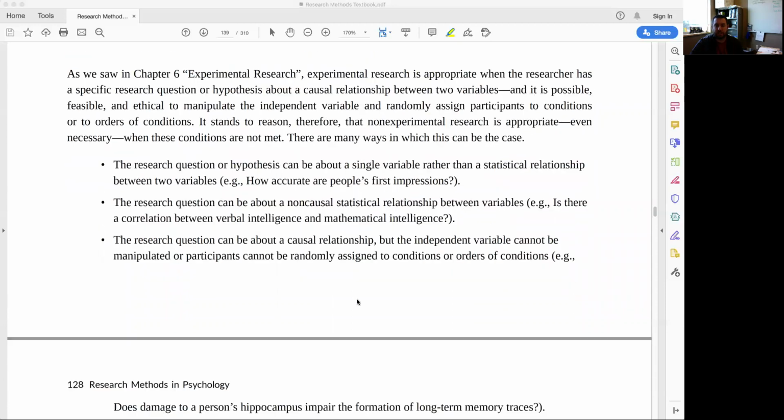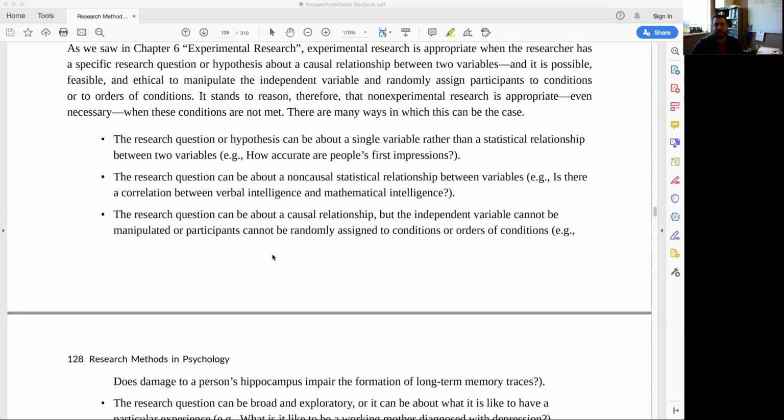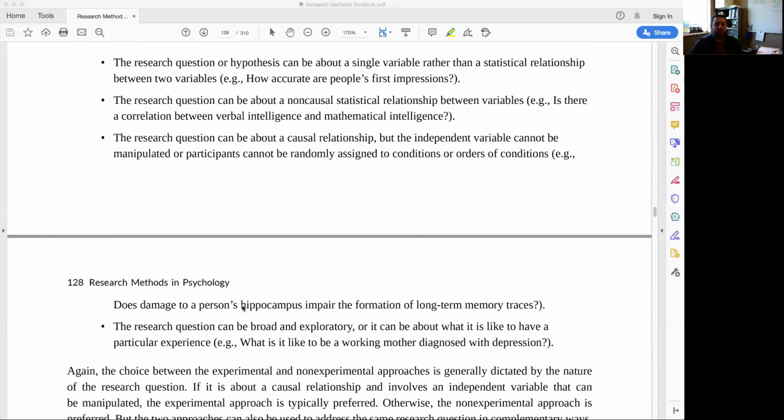A research question is about a causal relationship, but the independent variable cannot be manipulated or participants cannot be randomly assigned. The example that they use here is great. Does damage to a person's hippocampus impair the formation of long-term memory traces? So as a researcher, ethically, we cannot go around and damage people's brains to see what impact it has. We can take people that already have had brain damage done to them, right, due to accidents or medical procedures that was decided we're going to do this to try to assist somebody, whatever the reason might be.